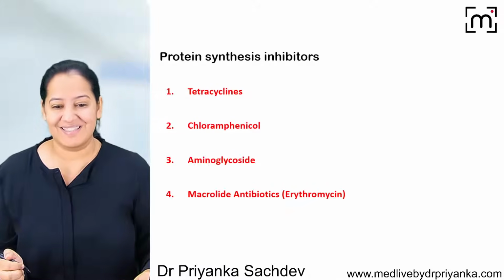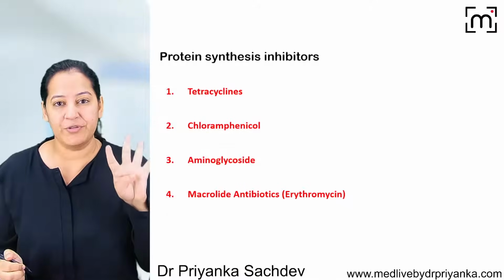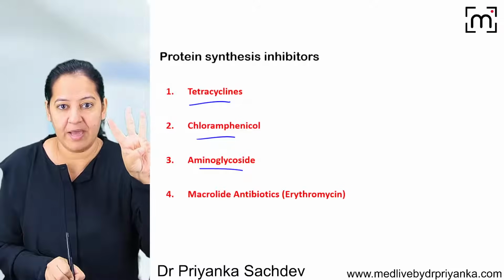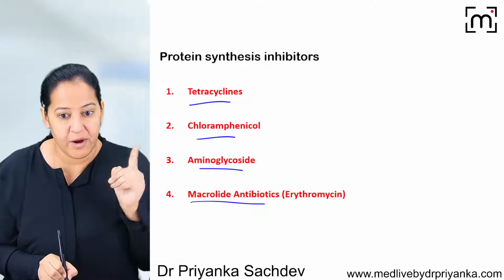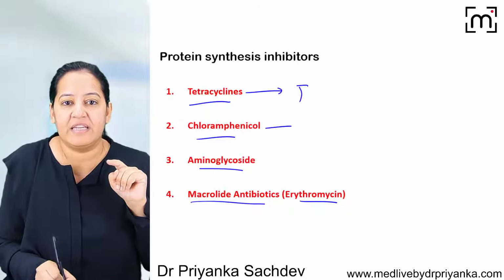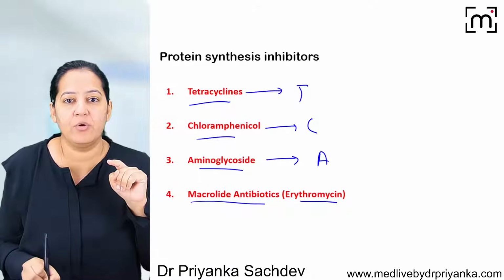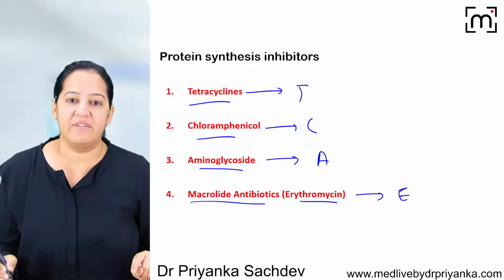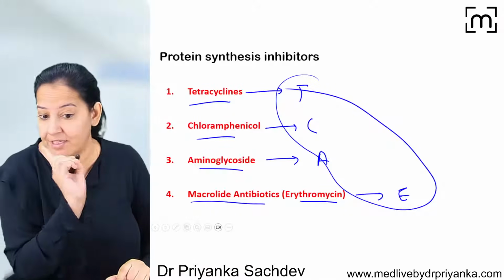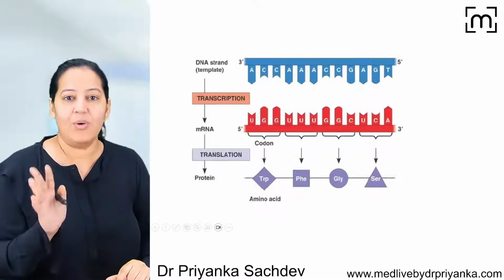The protein synthesis inhibitors among them. So I'm going to teach you 4 drugs: tetracycline, chloramphenicol, aminoglycoside and macrolide antibiotics. The prototype drug here is erythromycin. So I will indicate tetracycline with T, chloramphenicol with C, aminoglycoside with A and erythromycin with E. So I am going to teach you these 4 drugs in detail today in a unique way. Okay, so let's start.